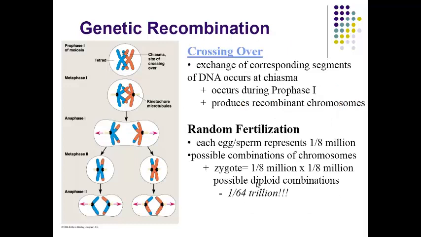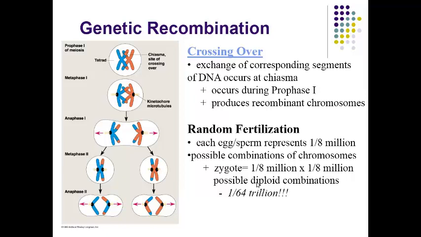Each gamete, the sperm or the egg, can have 8 million different combinations of alleles, or 8 million different combinations of chromosomes. That would be 2 to the 23rd power since there's 23 pairs. Nothing dictates what sperm fertilizes what egg. We call this random fertilization.